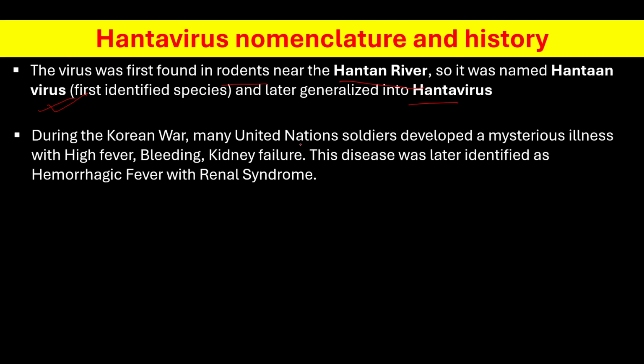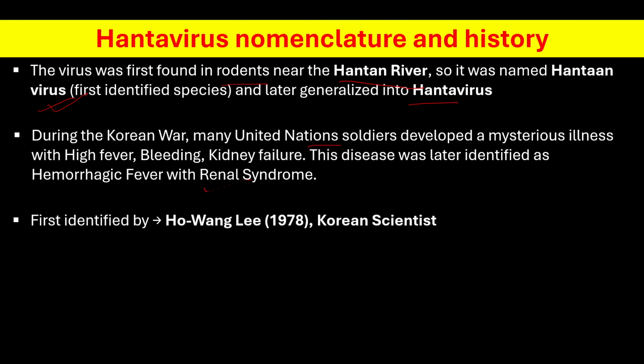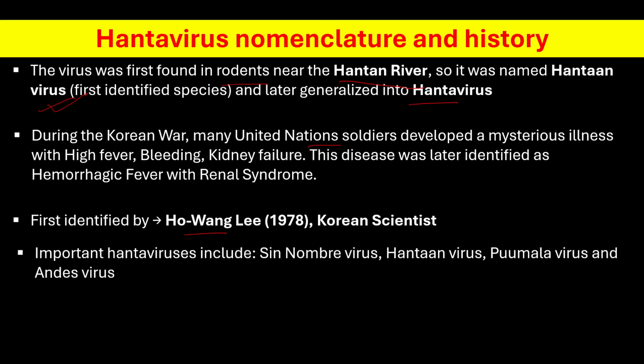During the Korean War, many United Nations soldiers developed a mysterious illness with high fever, bleeding, and kidney disease. The disease was later identified as hemorrhagic fever with renal syndrome. The causative agent of this disease was isolated by Ho Wang Lee in 1978, who is a Korean scientist. Important hantaviruses include Sin Nombre virus, Hantan virus, Puumala virus, and Andes virus.